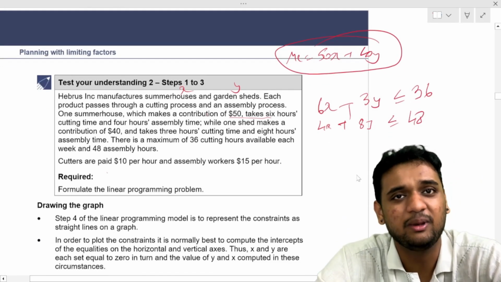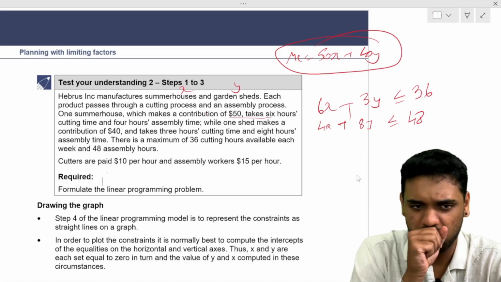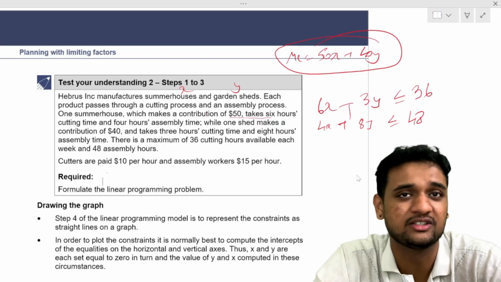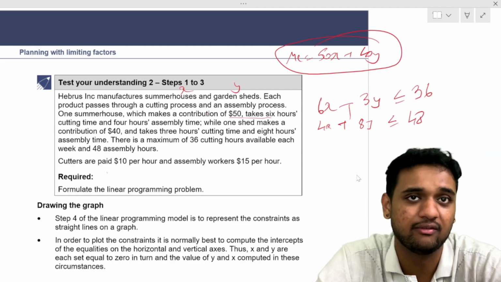Now, sir, in the previous question, how many equations did we have? 4 equations. In this question, how many equations do we have? Leave the maximum contribution aside. Other than that, how many equations do we have? 2.